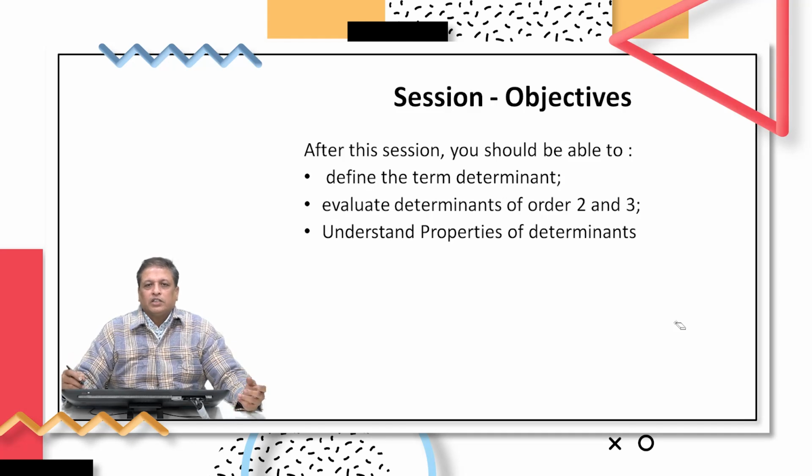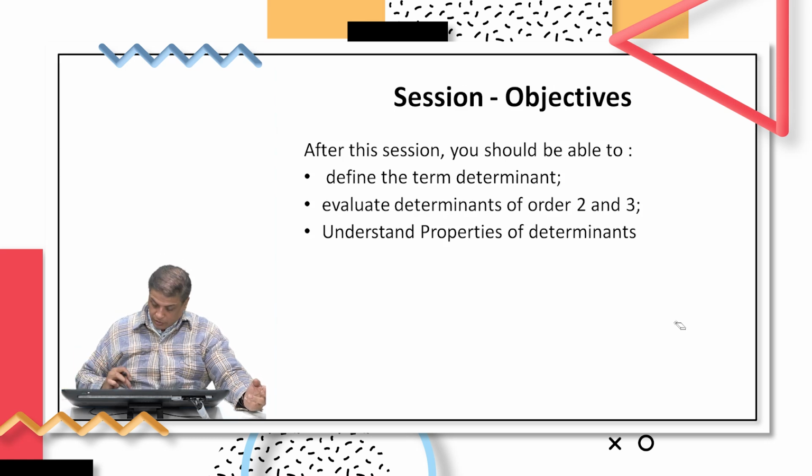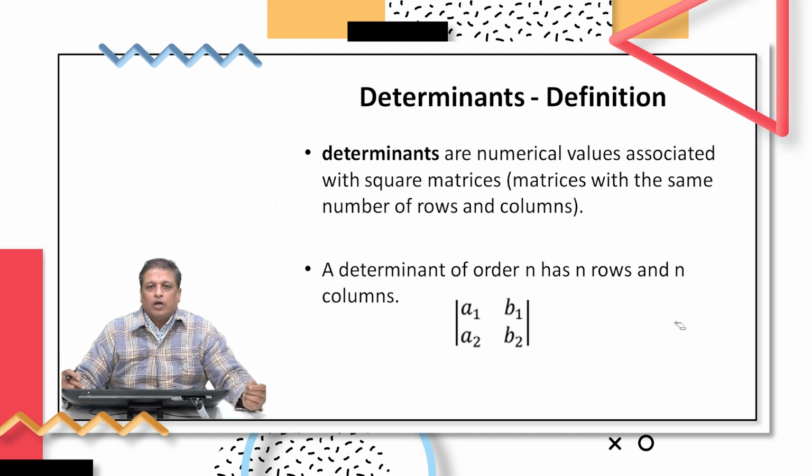So far as the session objectives are concerned, in this session we are going to define the term determinant, evaluate determinants of order 2 and 3, and understand the properties of determinants. Now, what are determinants? Formally, determinants are numerical values associated with square matrices, that is, matrices with the same number of rows and columns.